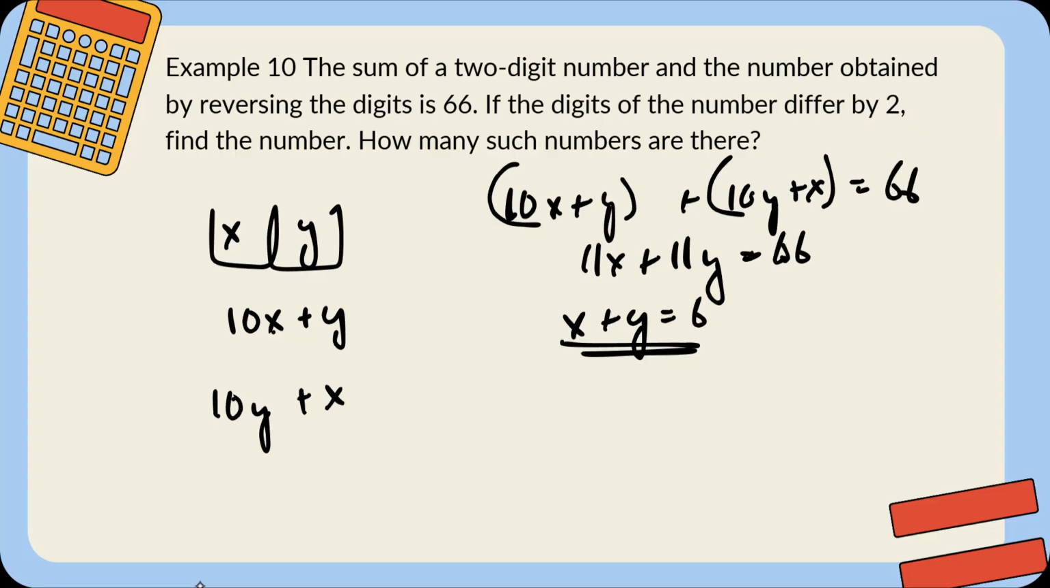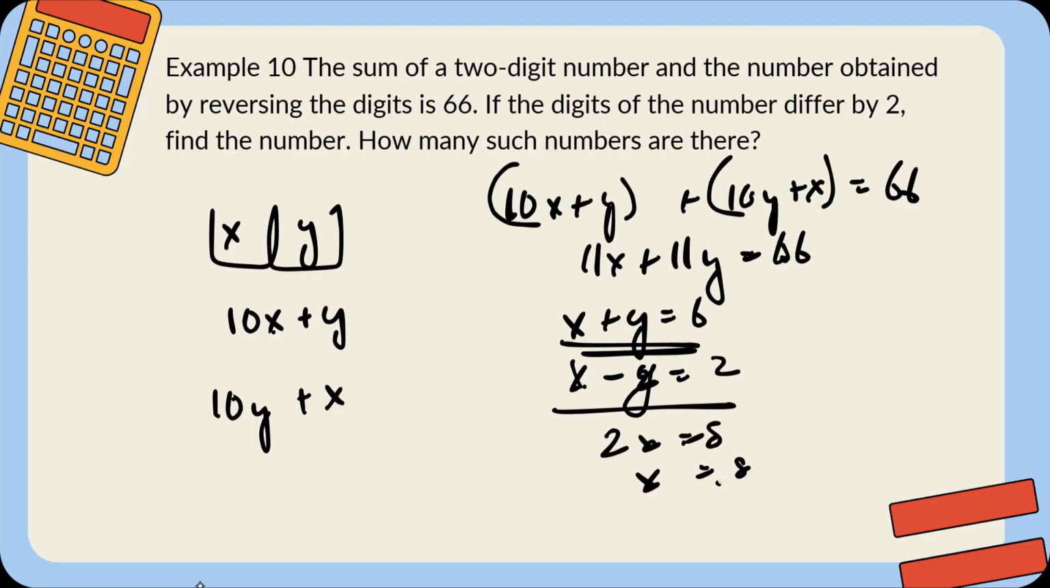If the digits of the number differ by 2, let's say x is the bigger number and y is the smaller number. x minus y is equal to 2, right? So what will be the answer? What is x and y? When we add them, it will become 2x is equal to 8. x is equal to 8 by 2, which is 4.